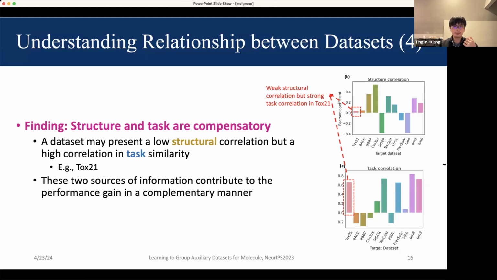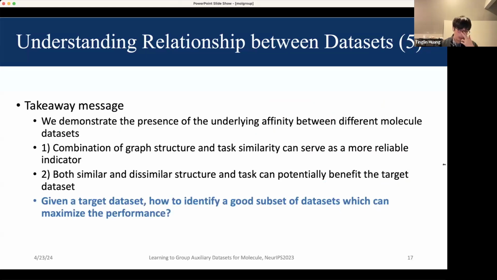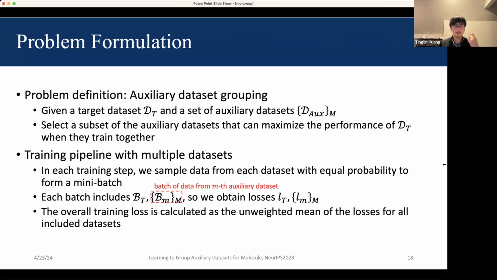So overall, here are some takeaway messages. With these experimental results and analysis, we want to ask if we can design a machine learning model to automatically select the auxiliary data sets which can maximize the performance of the target data sets. That's our focus. So here we define this problem as auxiliary dataset grouping.